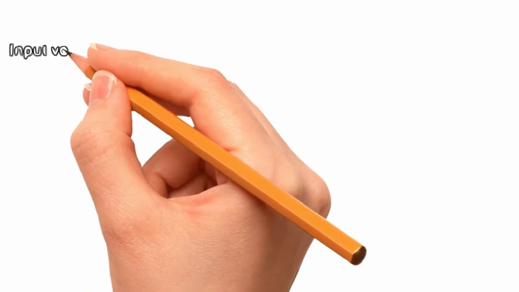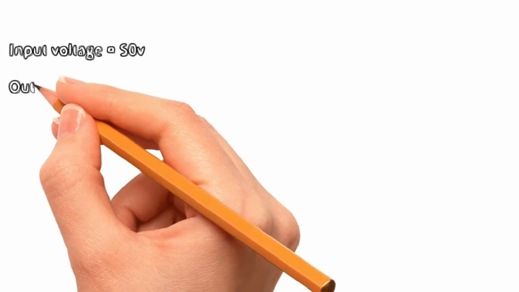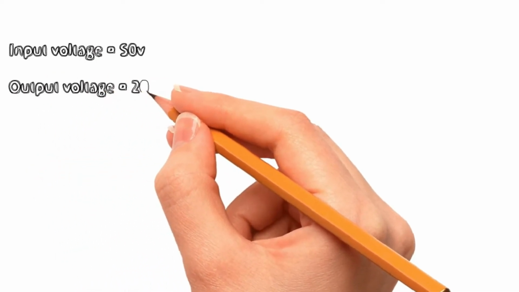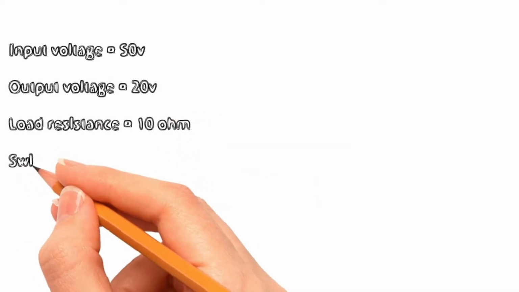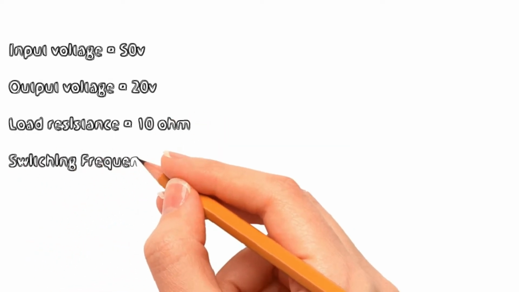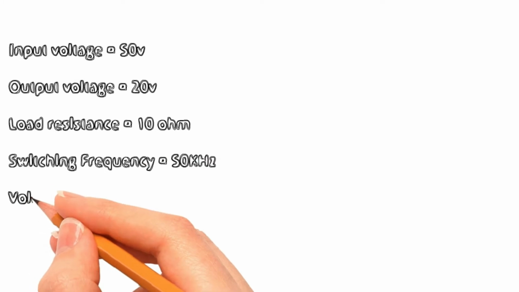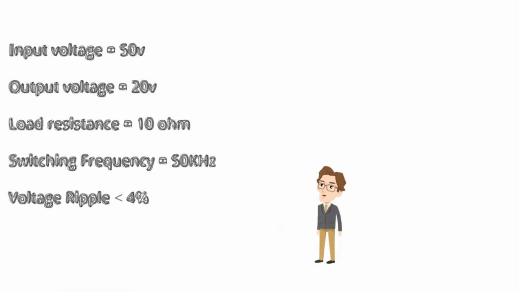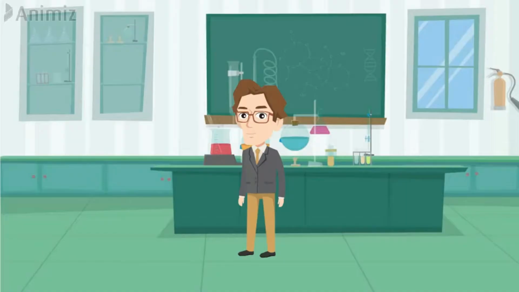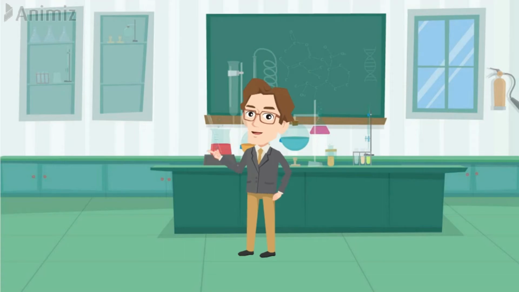I am going to design a buck converter for an input voltage of 50 volts, an output voltage of 20 volts. My load resistance is going to be 10 ohms. I am selecting a switching frequency of 50 kHz, and I am going to assume my output variation does not exceed 4%. Keep in mind, you can insert any value of your choice. After deciding these parameters, all that's left is a few calculations.